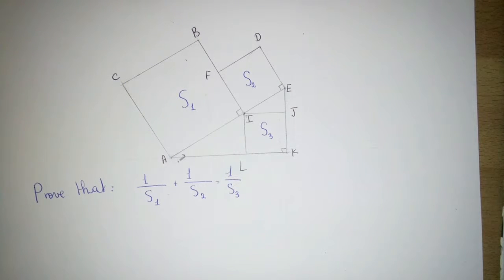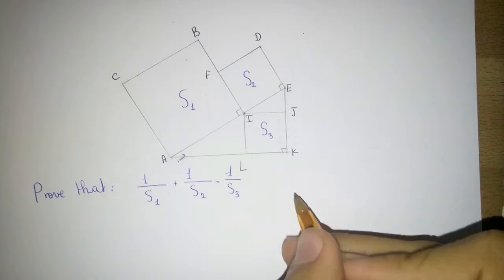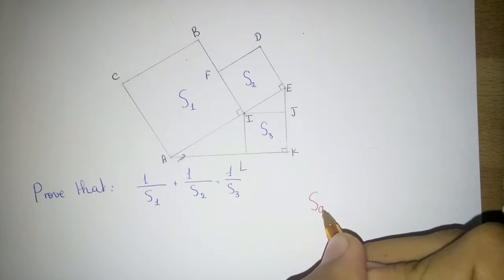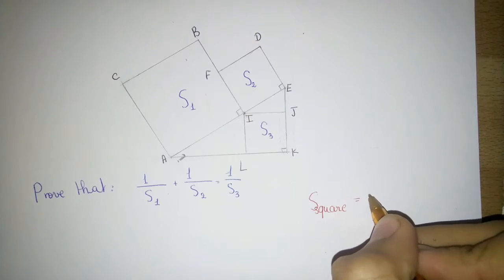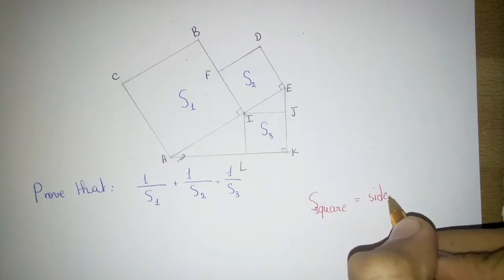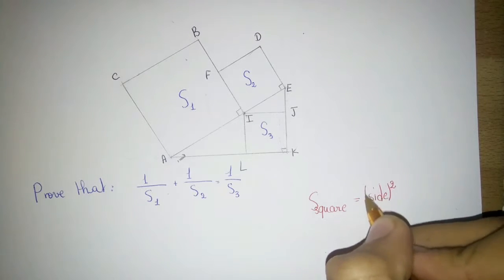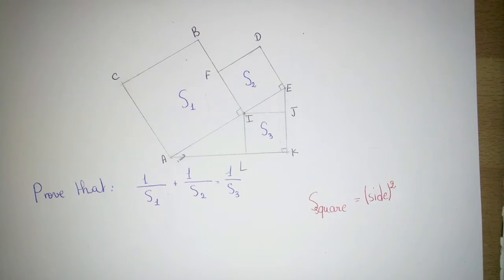So, how are we going to solve this problem? Well, since the problem is about the areas of squares, why don't we recall the formula for the surface area of a square? The surface area of a square is nothing but its side length squared, right? This is basic. So if we want to apply that to our case, we have three squares.